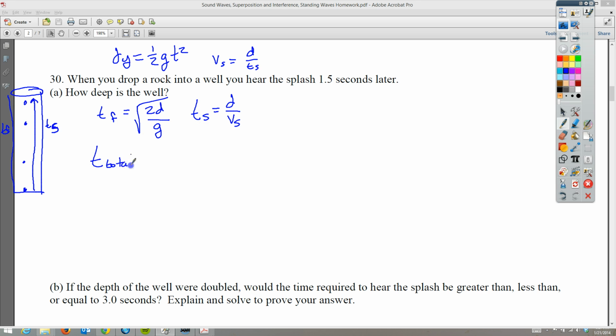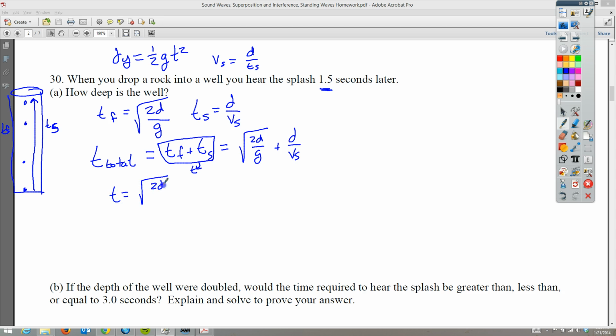We know that the total time should be equal to the time to fall plus the time for that sound to get to the bottom. So that's really equal to the square root of 2 times d over g plus distance over the speed of sound. At this point, we're going to just use t. So instead of using these two, we're going to make that t, because that's our total time, and that's the only thing that they've really given us. So our total time here is equal to the square root of 2 times d over g plus d over vs.